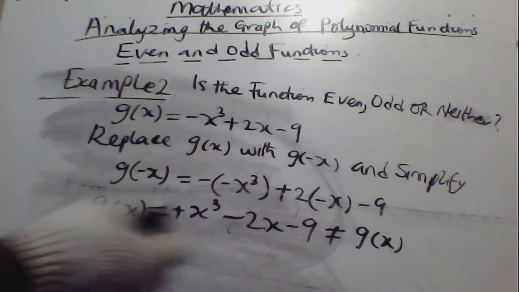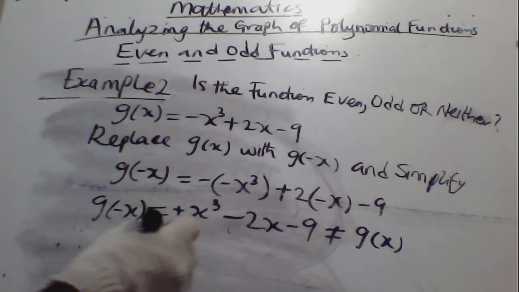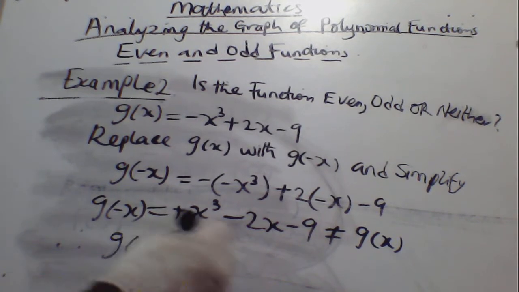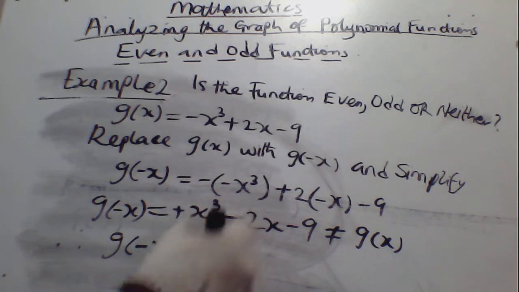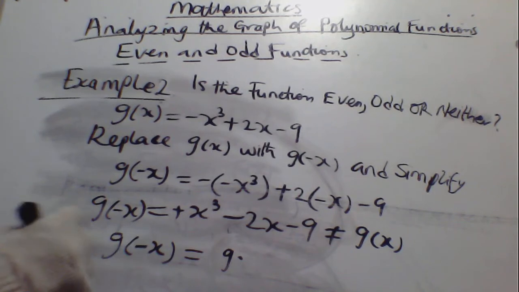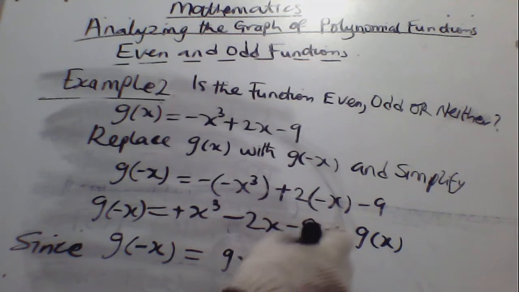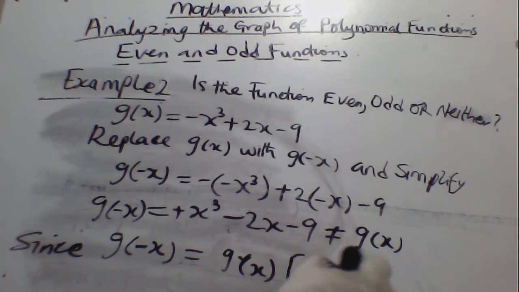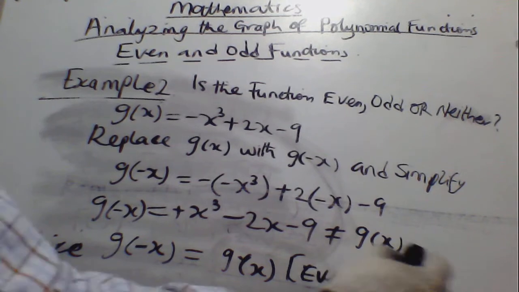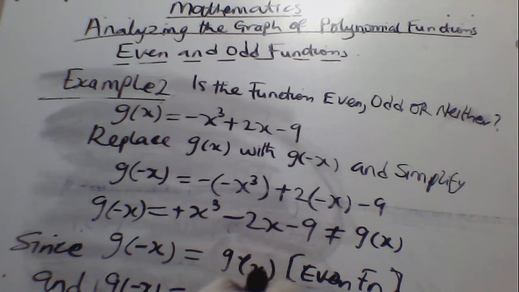So we can now conclude that g of minus x, if this function is an even function, it must be, since g of minus x is not equal to g of x (even). I hope you are seeing it, even function. And g of minus x is not equal to minus g of x. This is for odd.